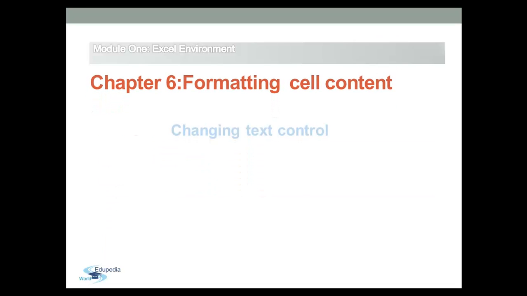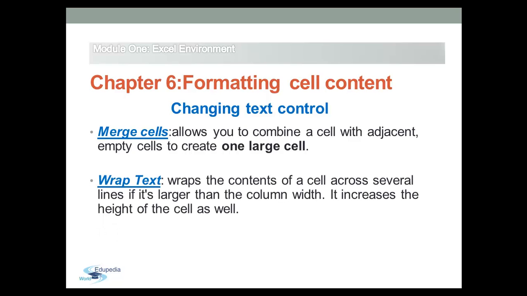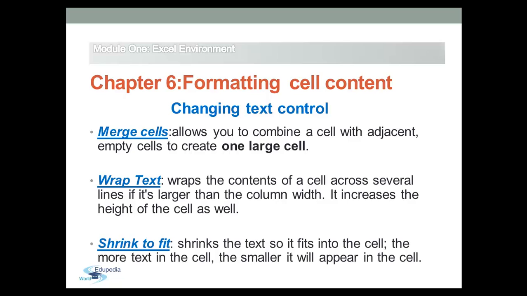Whenever you have too much cell content to be displayed in a single cell, and you don't want the text to spill over into adjacent cells, text control allows you to control the way Excel presents information in a cell. There are three types of text control. You may decide to merge, wrap the text, or shrink to fit the cell, rather than resizing a column.